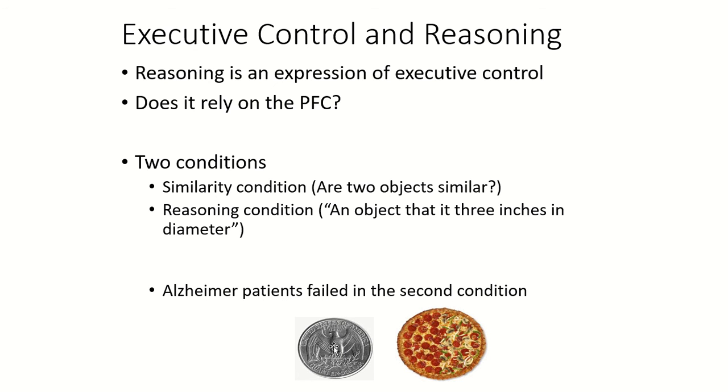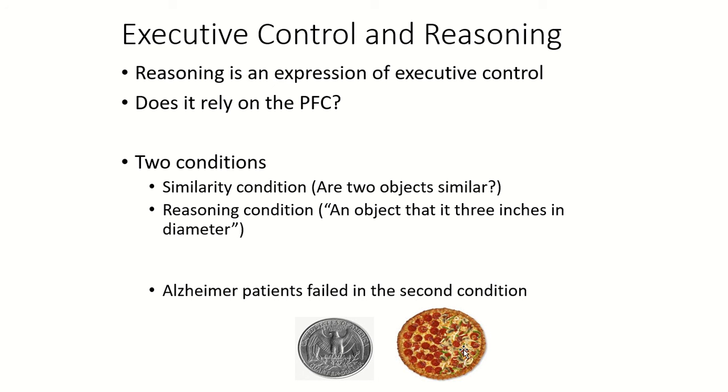If you're being given a quarter and a pizza, you could say, well, yes, they're similar. They're both round. Or no, they're not similar. One is food and one is money. There's not really a correct answer in that case, but that's not the important condition. The reasoning condition is the important condition, where you ask people which one of the two is an object that is 3 inches in diameter. So you have to pick between either a quarter coin or a pizza.